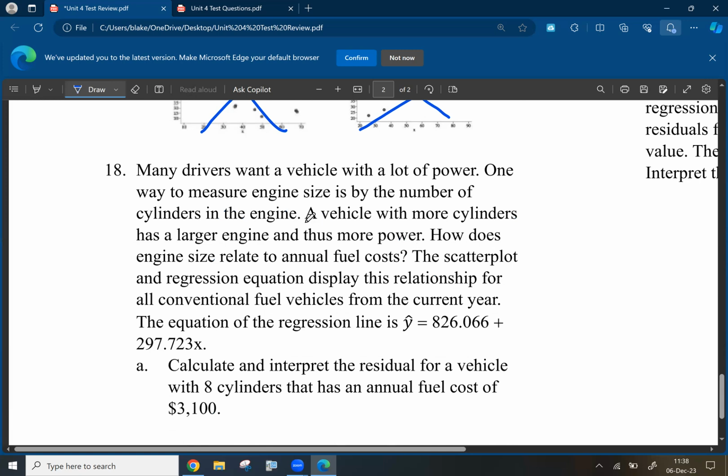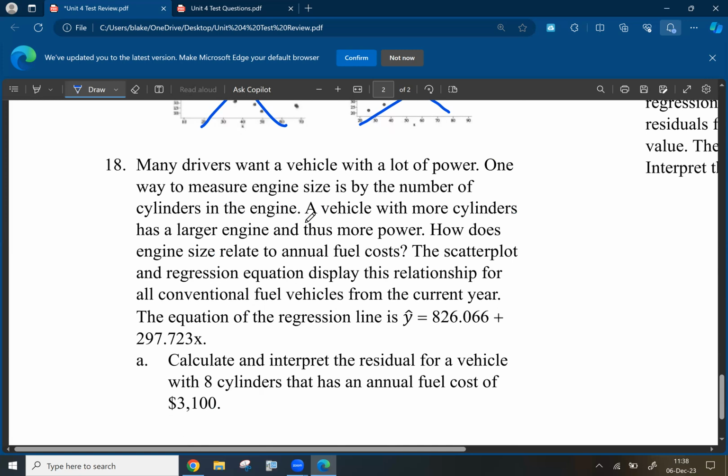Number 18. So many drivers want a vehicle with a lot of power. One way to measure engine size is by the number of cylinders in the engine. A vehicle with more cylinders has a larger engine and thus more power. How does the engine size relate to annual fuel costs? The scatter plot and regression equation display this relationship for all conventional fuel vehicles from the current year. The equation of the regression line is that.